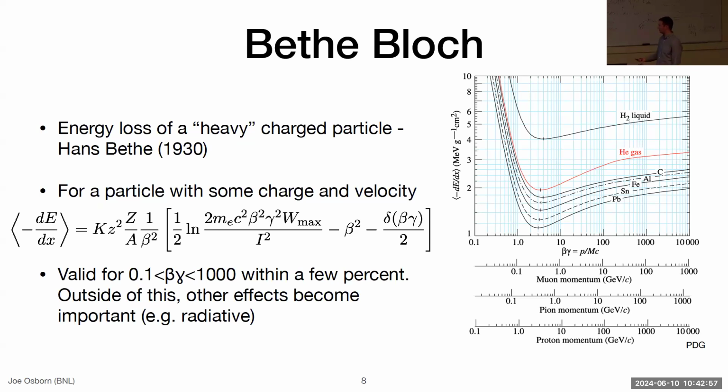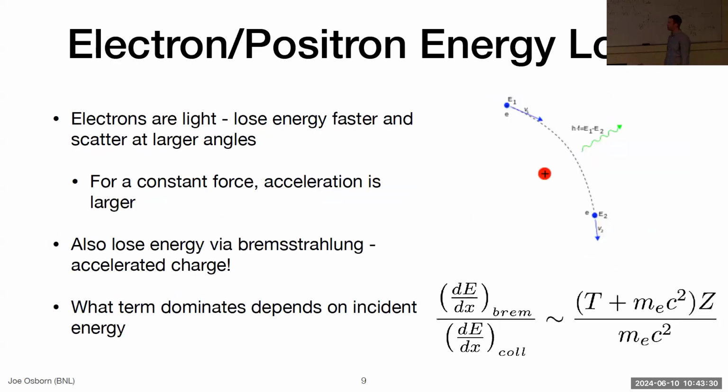So you can think about that as maybe some homework, or when you're traveling back to wherever you're from next week, download the PDG chapter for reading while you're on your flight or train or whatever. So this is valid for beta gamma between these values, about 0.1 to 1,000, within a few percent. And then outside of this, other effects become important. But the point to emphasize here is that we know this to within a few percent. So we can model, for example, in Geant simulations, how particles interact with matter quite well now.